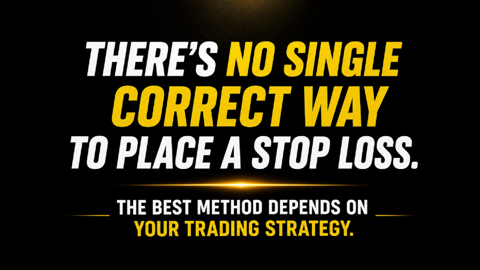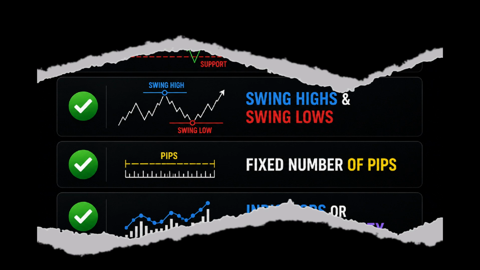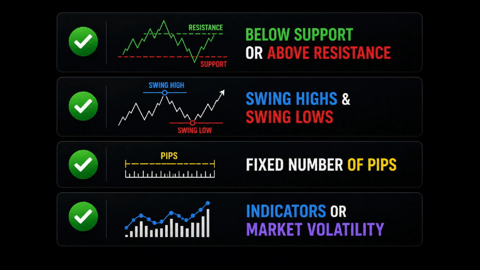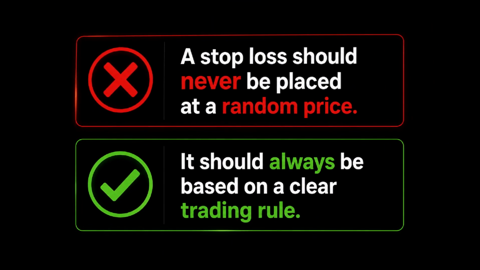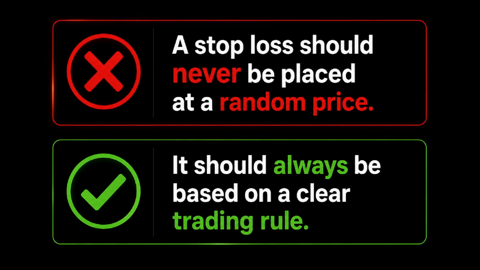Now that you understand why a stop loss is important, the next question is, where should you place it? The honest answer is that there's no single correct way to place a stop loss. The best method depends on your trading strategy. Depending on their strategy, some traders place their stop loss below support or above resistance. Others use recent swing highs and swing lows. Some use a fixed number of pips, while others use indicators or market volatility. Although these methods are different, they all follow the same principle. A stop loss should never be placed at a random price. It should always be based on a clear trading rule.